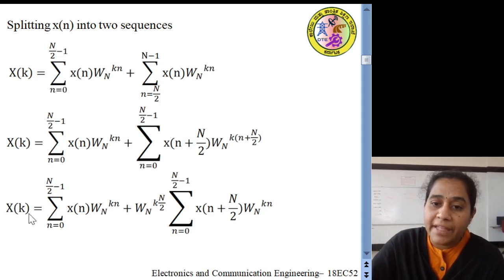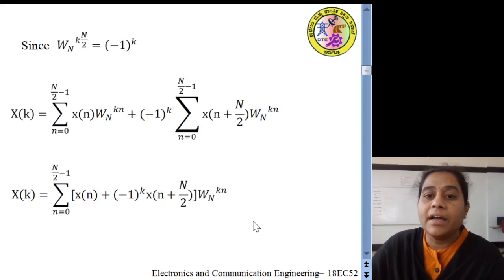If we simplify, X of k is equal to summation n varying from 0 to N by 2 minus 1, x of n W_N raised to the power kn, plus, we are taking this term outside because it will be free of the lowercase n. If we expand this, the second term will be free of n, so W_N raised to the power k into N by 2 will be taken outside of the summation. Summation n varying from 0 to N by 2 minus 1, x of n plus N by 2 into W_N raised to the power kn. This term we are considering here.